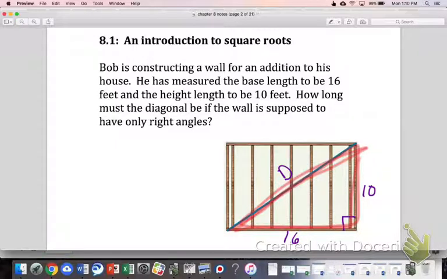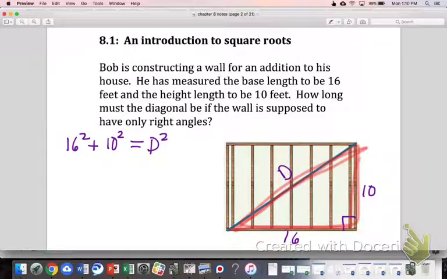So here's what I could do. Apply the Pythagorean theorem to this, as you guys suggested. I would say 16 squared plus 10 squared is equal to D squared. Notice the hypotenuse, as Cole mentioned, is the longer side. It's the one by itself in the equation.